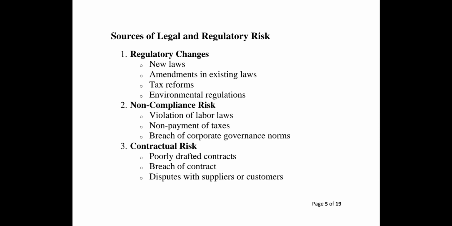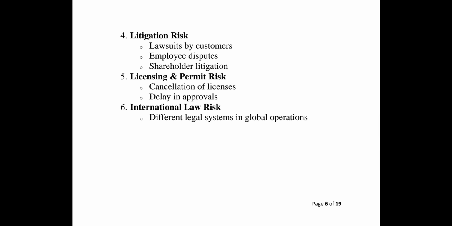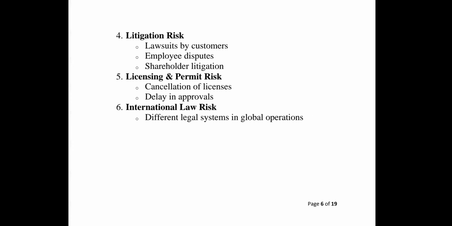Sources of legal and regulatory risk. Regulatory changes: new laws, amendments in existing laws, violations of labor laws, non-payment of taxes, breach of corporate governance norms. Contractual risk: poorly drafted contracts, breach of contracts, disputes with suppliers or customers. Litigation risk: lawsuits by customers, employee disputes, shareholder litigations. Licensing and permit risk: cancellation of licenses, delay in approvals. Six, international law risk: different legal systems in global operations.